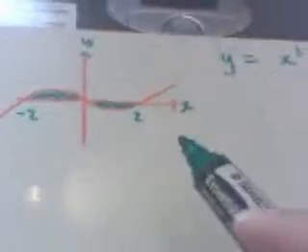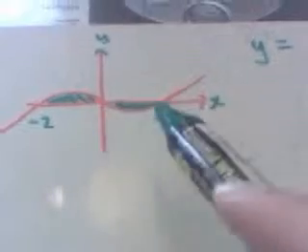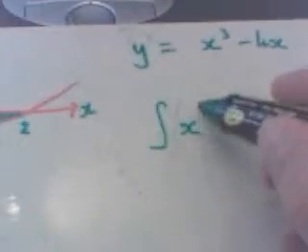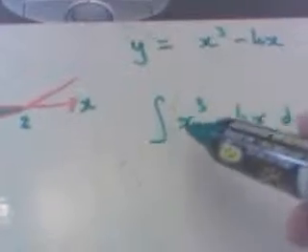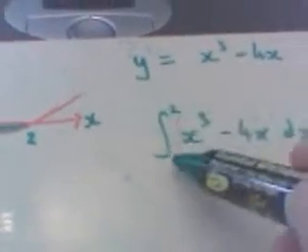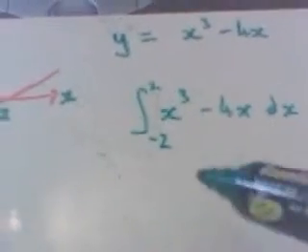A graph of y equals x cubed minus 4x. So I've drawn it out, and if I were to find the area for the curves, if I try to integrate x cubed minus 4x dx between 2 and negative 2, let's just see what happens.